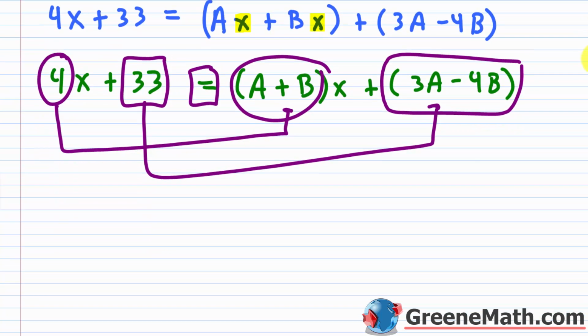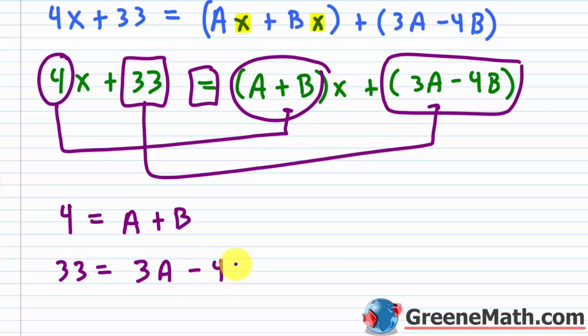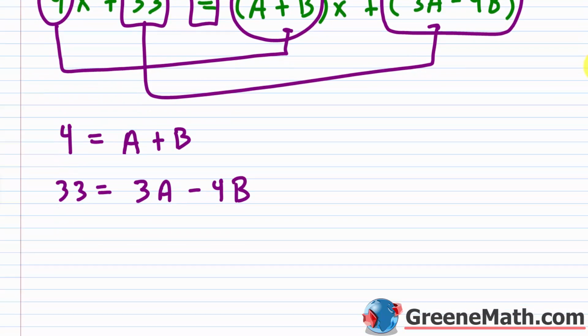And what I want to do now is just say that this 4 is going to be equal to a plus b. And I'm also going to say that 33 is equal to 3a minus 4b. Okay, so basically what I have here is a system of equations. A very, very simple one.